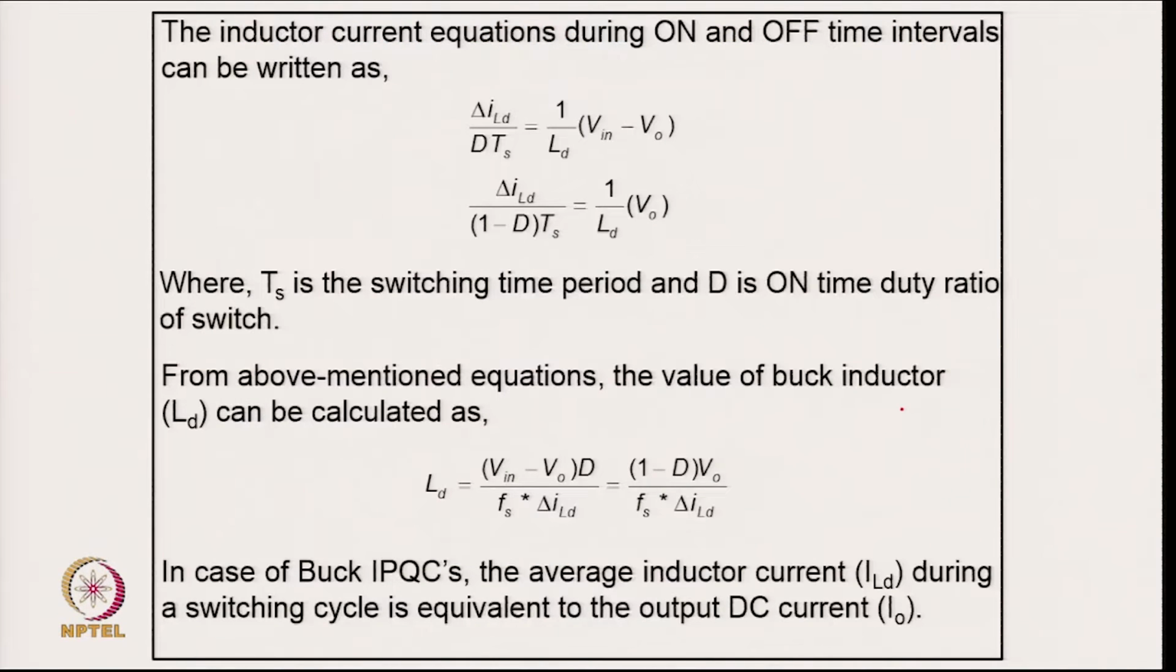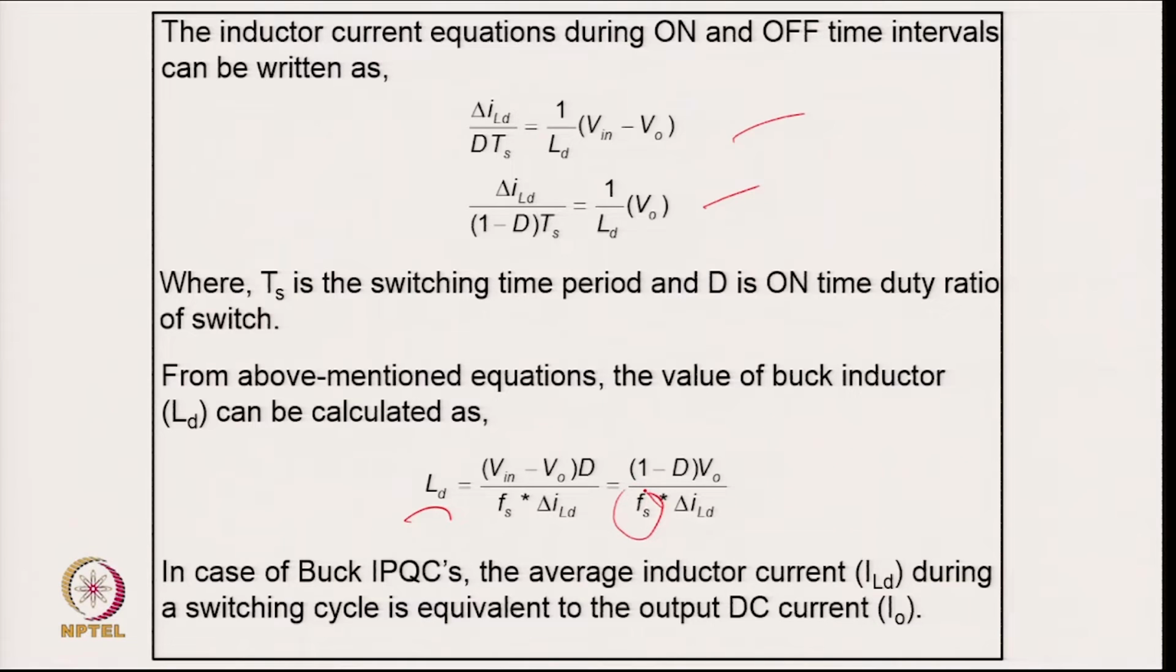From these relations, the derivative of the current can be expressed in that form, and for the off period, when the diode is conducting in continuous conduction, that is the equation, where T is the switching period and D is the on duty ratio. From these two equations, the value of the inductor can be estimated, and you can clearly see that the value of the inductor depends on the switching frequency.